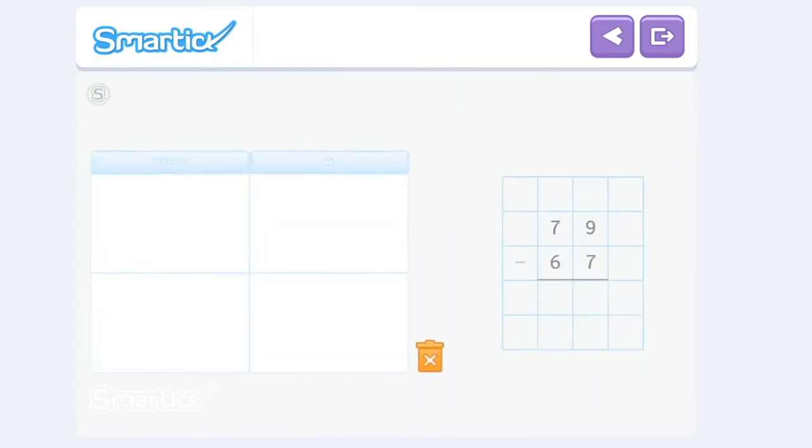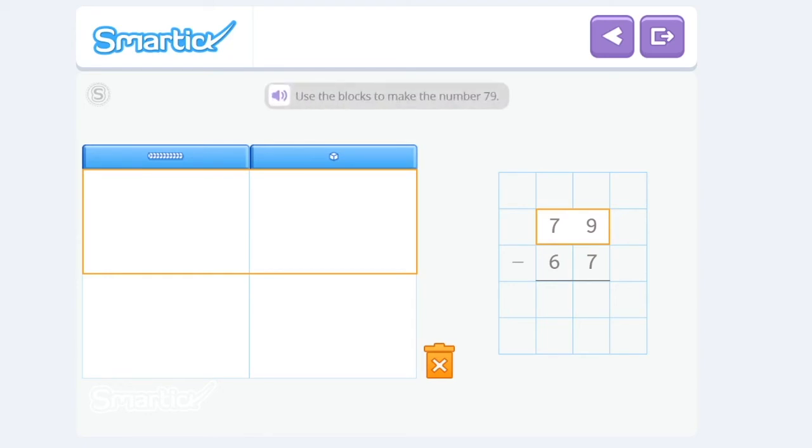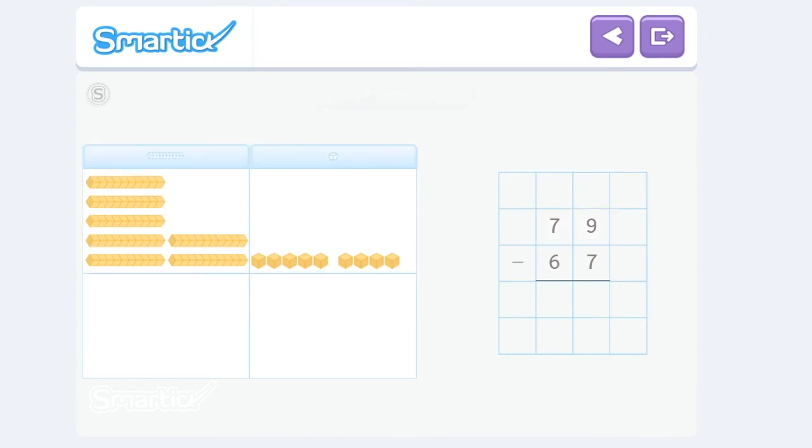Now we're going to subtract 67 from 79. Ready? The first thing we have to do is use the blocks to represent the biggest number, which is 79. Use the blocks to make the number 79. Okay, so let's start with the units first. We have 9 units. 1, 2, 3, 4, 5, 6, 7, 8, 9. And we have 7 tens, so let's use the rods to represent the 7 tens. 1, 2, 3, 4, 5, 6, 7. Now that we're ready, we can start to subtract.